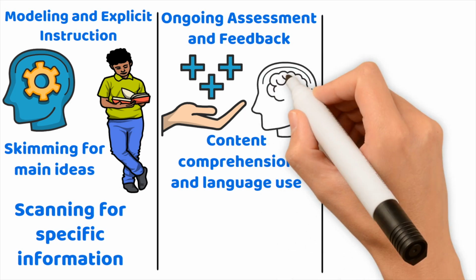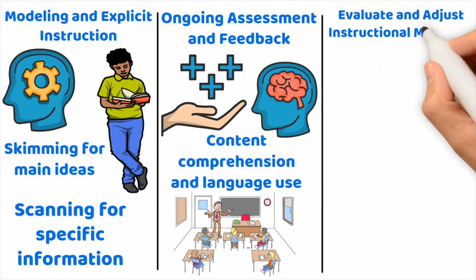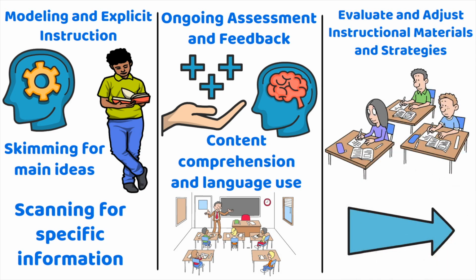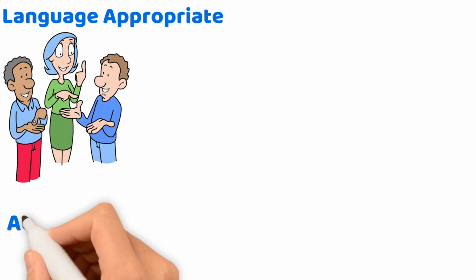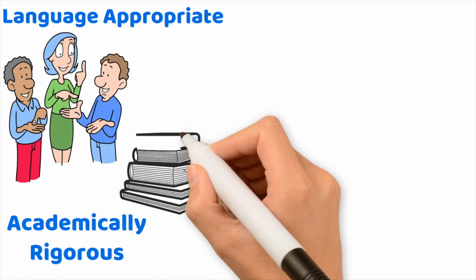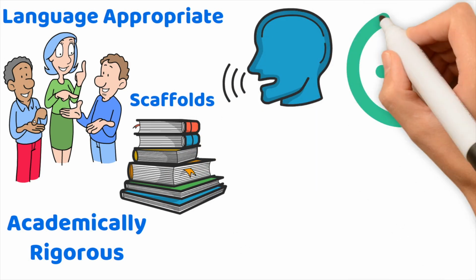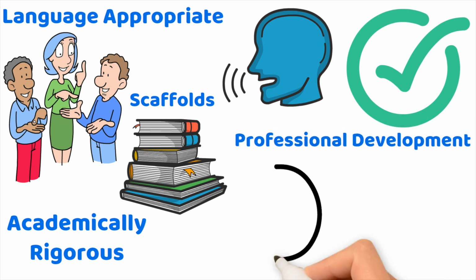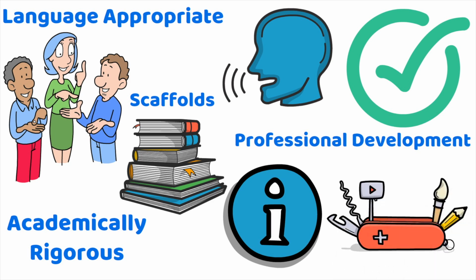Next, keep in mind that all learners will enter your classroom with a different set of backgrounds and knowledge. As a teacher, you'll need to evaluate and adjust instructional materials and strategies for English language learners. When taking your exam, ensure that materials are language appropriate, culturally relevant, and academically rigorous. Adjust materials to include scaffolds like pre-taught vocabulary and simplified language to make content accessible while maintaining academic rigor. Engage in professional development to stay informed about the best practices in English language learner education and instructional technologies.